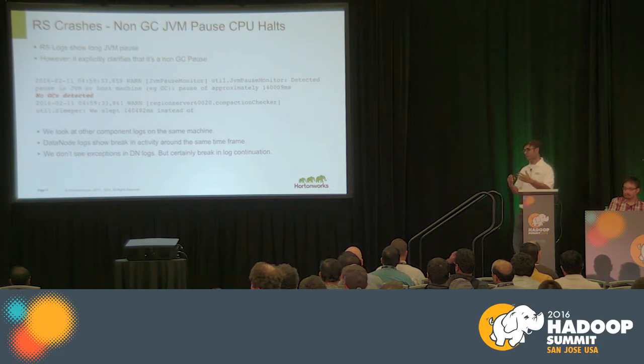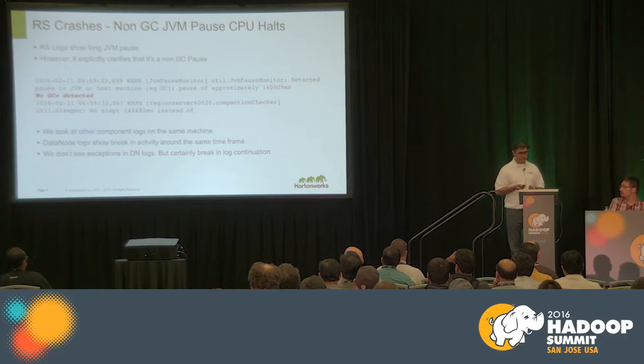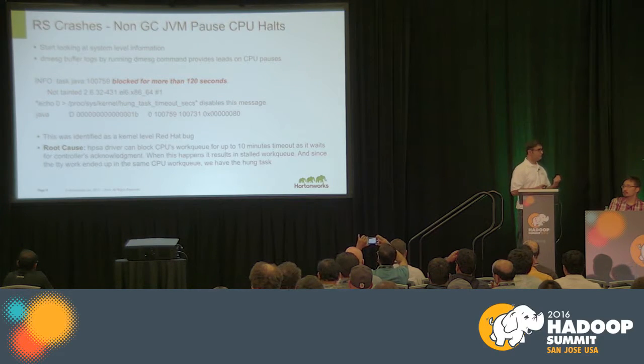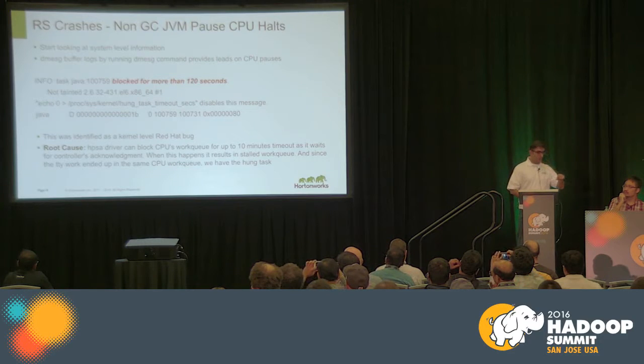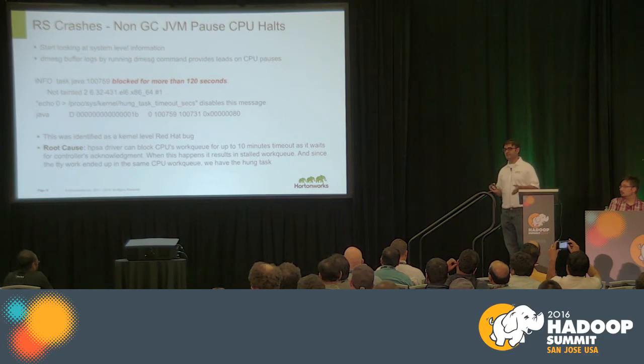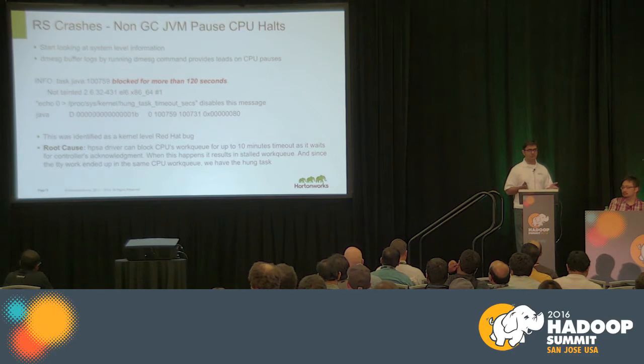It was not even getting printed in the var log dmesg as well. We pulled up the dmesg buffer logs. That's where we saw that it was related to a CPU halt. And it turned out to be a Red Hat bug, where I printed out the root cause, which says that CPU work queues can be backed up to 10 minutes. Pretty serious. Your CPU just halts for 10 minutes. Nothing else on the box is going to run.